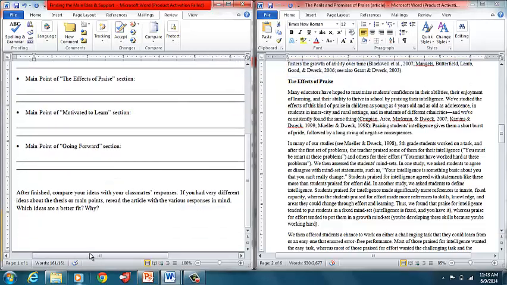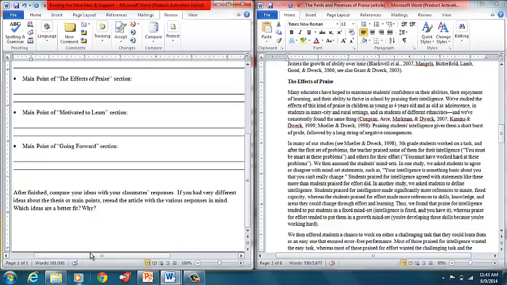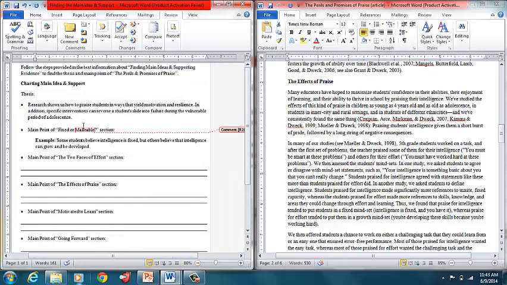After you finish, you need to compare your ideas with a classmate. Well, you don't really have that option. So you might just go through your notes and your thoughts. Do they compare with what you feel are the main points here? After you've finished charting your main ideas and support, save it.